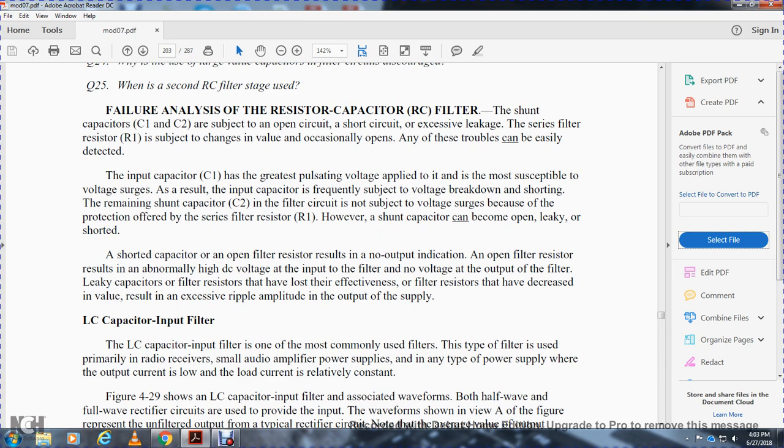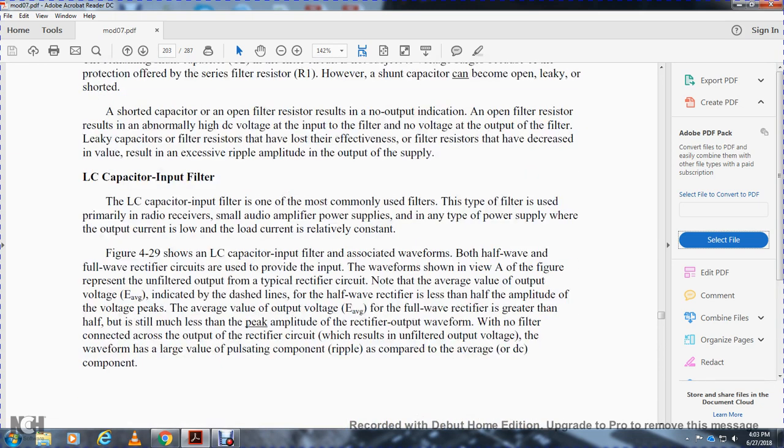A shorted capacitor results in an open filter resistor or no output indication. An open filter resistor results in abnormally high DC voltage at the input of the filter and no voltage output from the filter. A leaky capacitor causes the filter to lose effectiveness. A filter resistor whose value has decreased may result in excessive ripple amplitude at the output of the supply.